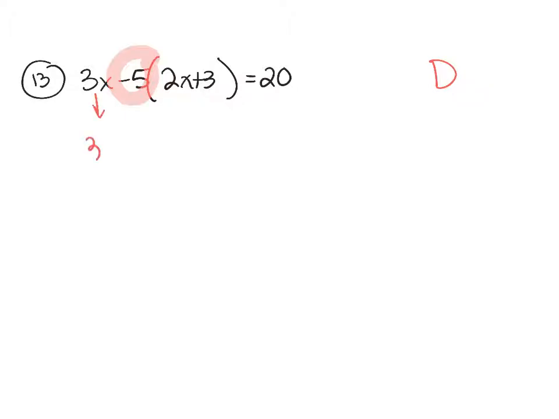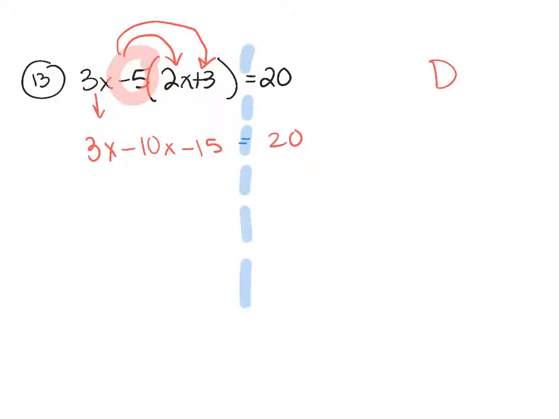So I'm going to rewrite 3x. Negative 5 times 2x is negative 10x. Don't forget, you're distributing the negative 5 to that positive 3. What is negative 5 times positive 3? Negative 15. Rewrite equals 20. Maybe you want to separate both sides of the equal sign.